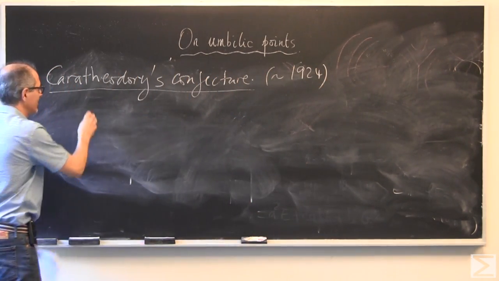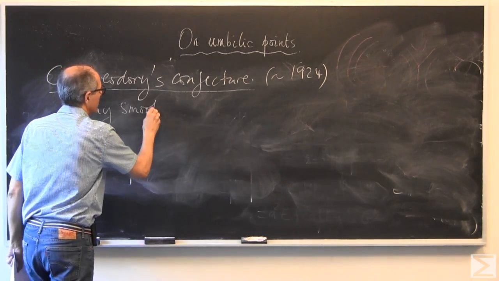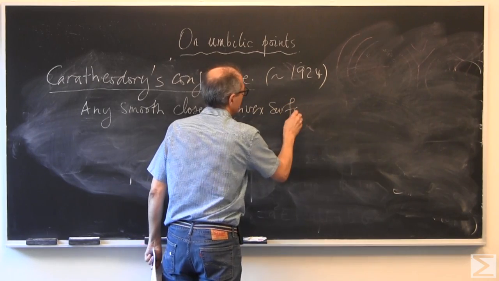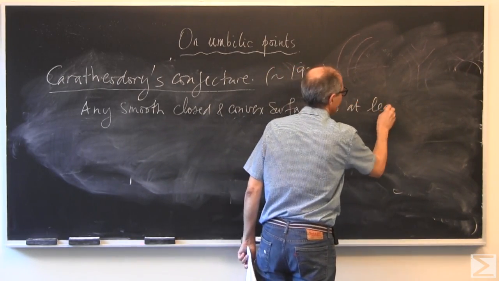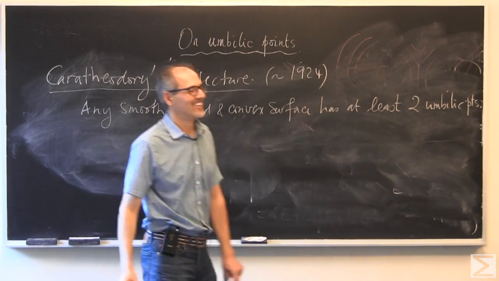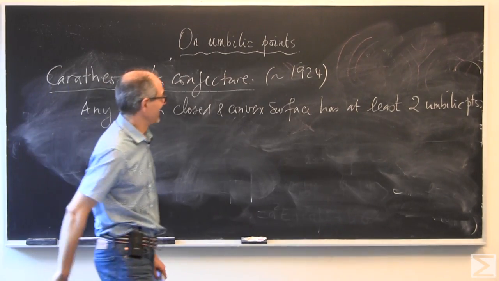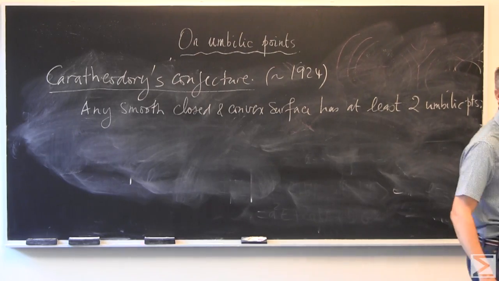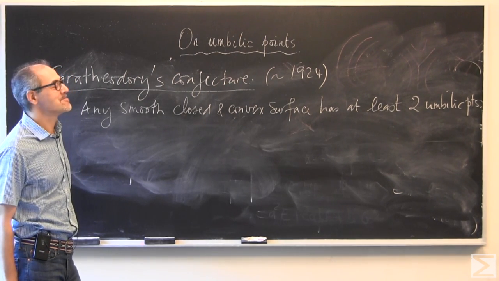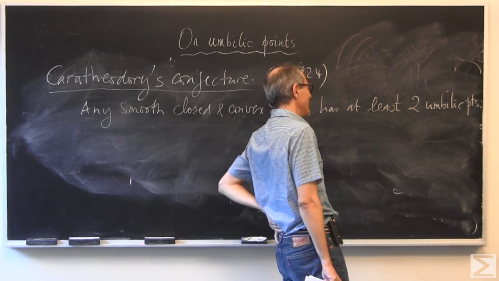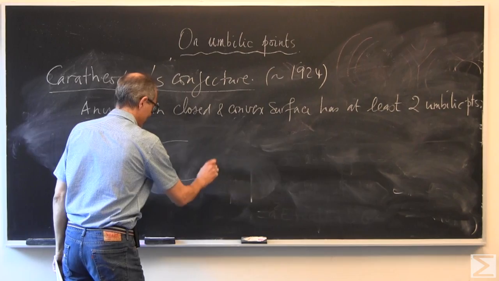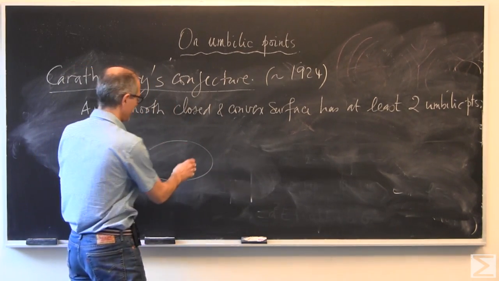It tells us that any smooth closed and convex surface has at least two umbilic points. I cannot list the number of people who tried to prove it, and it's hard to believe. Did anybody suggest giving it to Milnor as a homework problem? Maybe. When he was in college. Maybe he tried, I don't know. Some others tried. So what it tells us is, if I have a convex surface that is closed and smooth, then I have at least two.